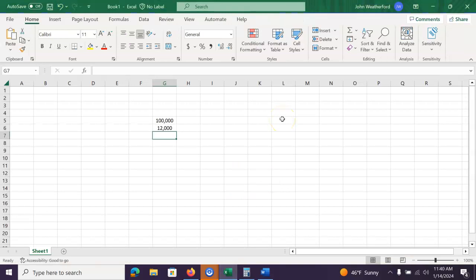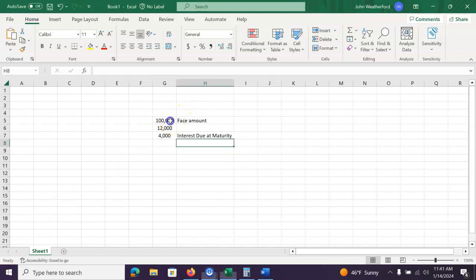So to get the amount of interest due after 4 months, we'll say the total interest for the year times 4 divided by 12. 4 months in the note, in the term of the note, divided by 12 months in the year. And that gives us $4,000. So there we go. $100,000 was our face amount.